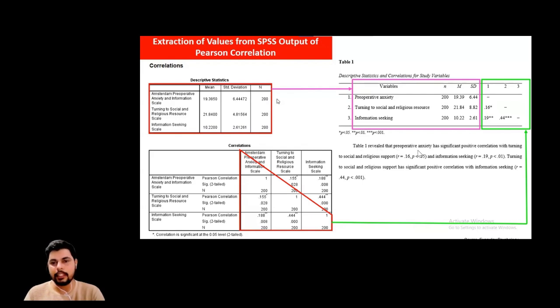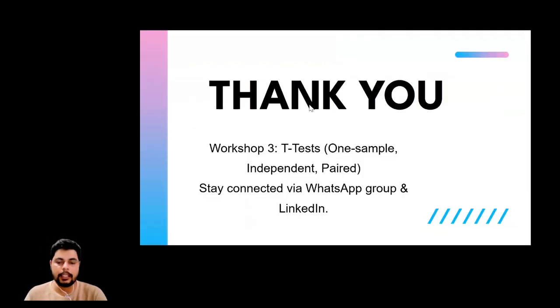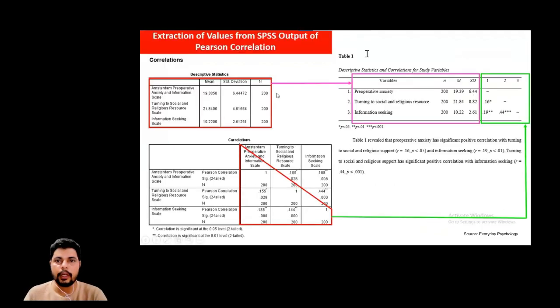We can see that the table reveals a significant positive correlation of XYZ with the XYZ variable, with the r correlation coefficient value of 0.16 and p value less than 0.05. Same for the others. So in this way, we completed our analysis. So let's move on to SPSS.